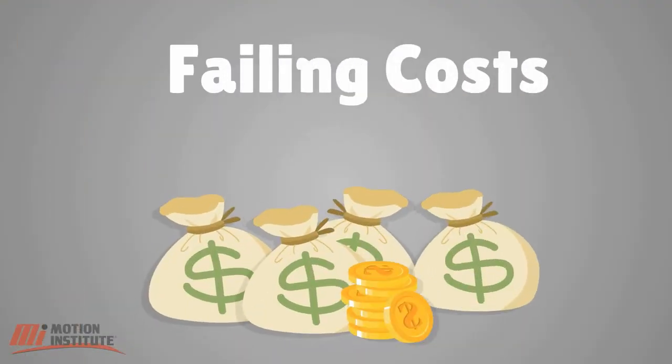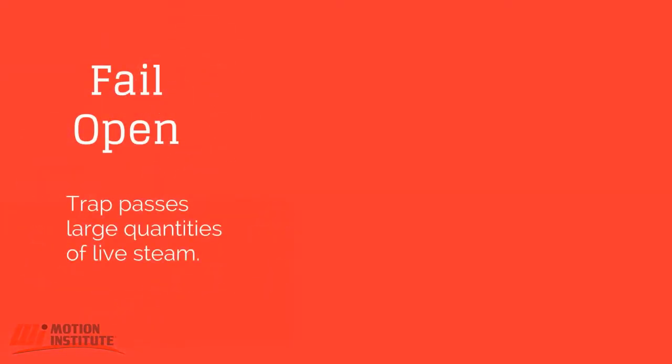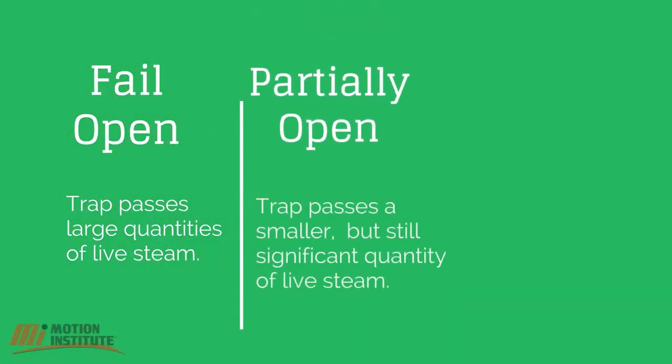There are many different ways a steam trap can fail. They can fail open, where the trap passes large quantities of live steam, either because the mechanism is jamming or internal parts have worn away. They can fail partially open, which means the trap passes a smaller but still significant quantity of live steam due to a valve seating face becoming worn.